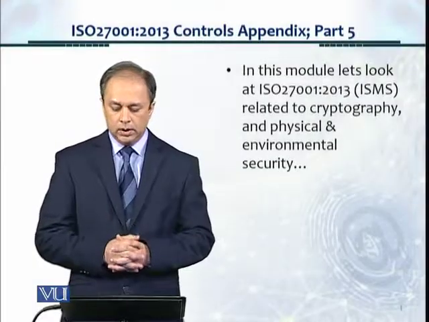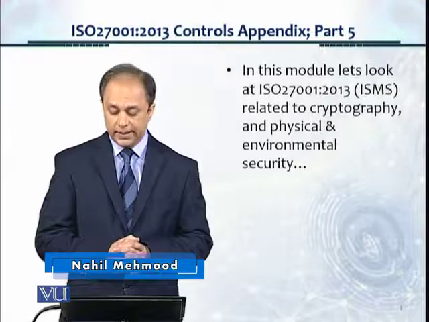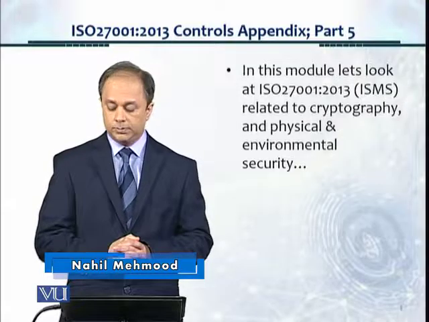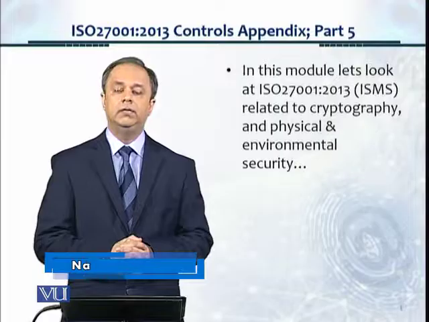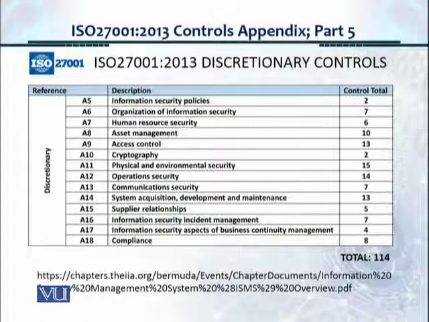Welcome. In this module, we're going to take a look at the Controls Appendix Part 5, and we're going to take a look at cryptography and physical and environmental security. Cryptography is A10, and physical and environmental security is A11, and these are the group level controls. Cryptography has only 2 controls, and physical and environmental security is the largest group with 15 controls.